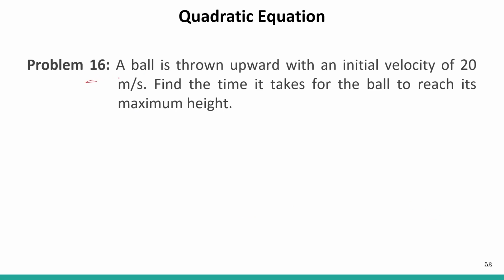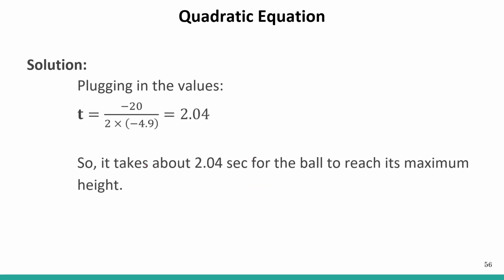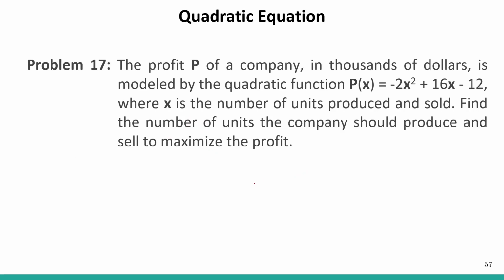Let's see problem number 16. A ball is thrown upward with an initial velocity of 20 meters per second. Find the time it takes for the ball to reach its maximum height. Using the formula h of t is equal to minus 4.9 t squared plus 20t, the value of t is equal to minus b by 2a. So a is equal to this, b is equal to this, so this will be minus 20 by 2 into minus 4.9. So this will be equal to 20 by 9.8, right? So it will be equal to what? 2.04. So it takes approximately 2.04 seconds for the ball to reach its maximum height.